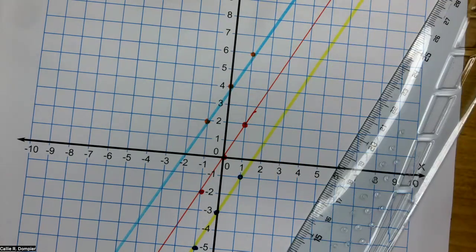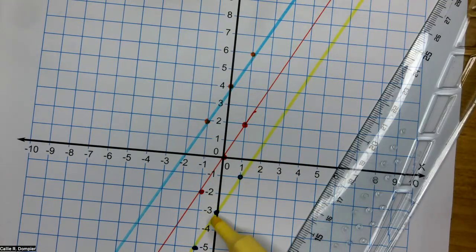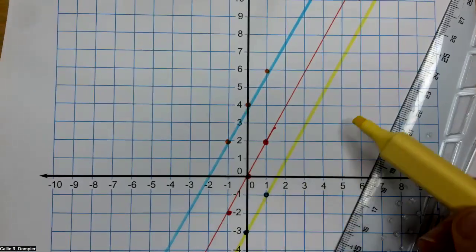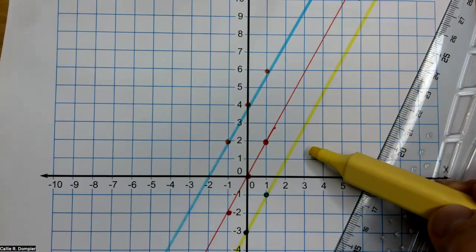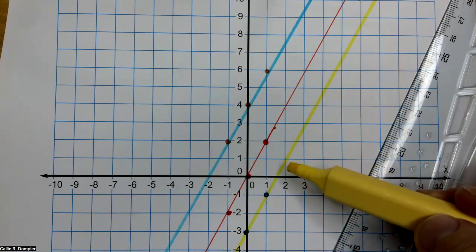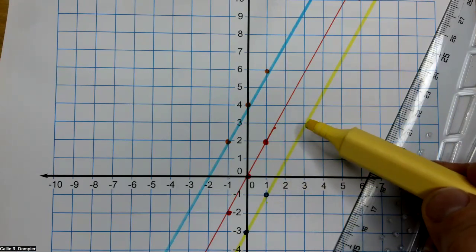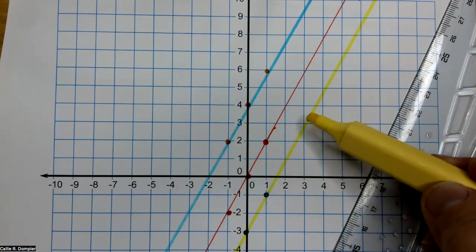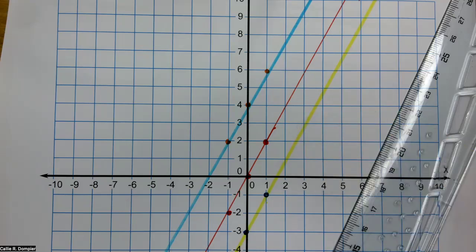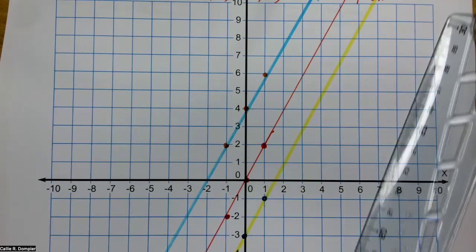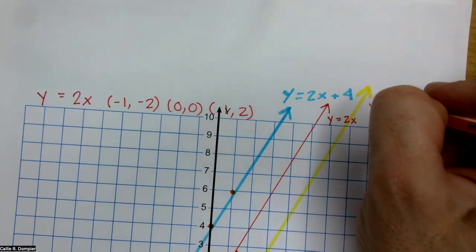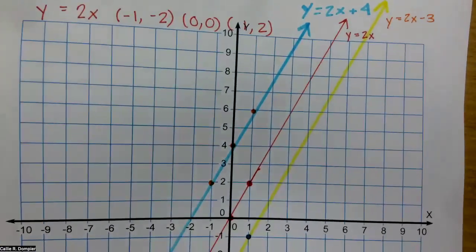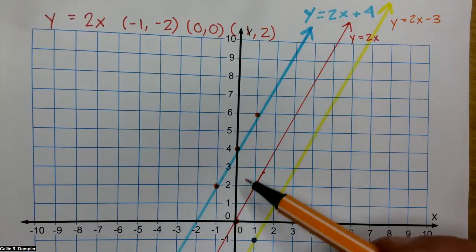And I did not need to use the points -1, 0, and 1. If I had used 5, I would have got the answer. Well, let's see. Where does this line up correctly? If I had used the number 3 for x, I would have got 3 for y. Okay. But that's the equation y equals 2x minus 3.